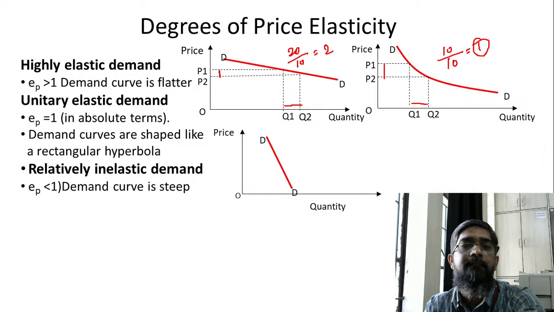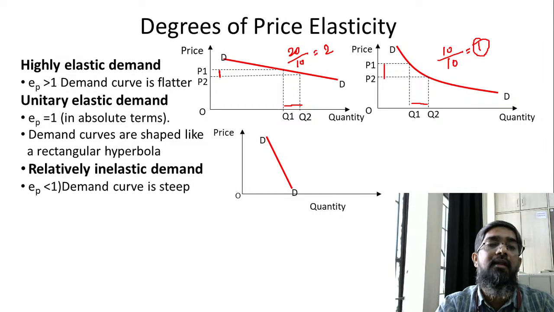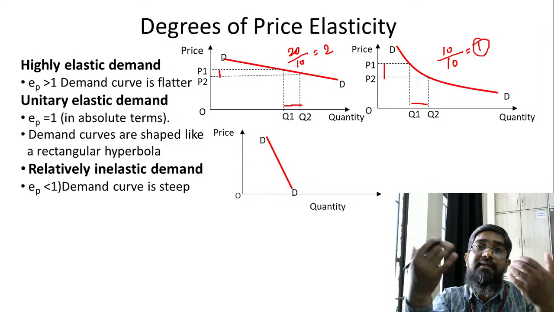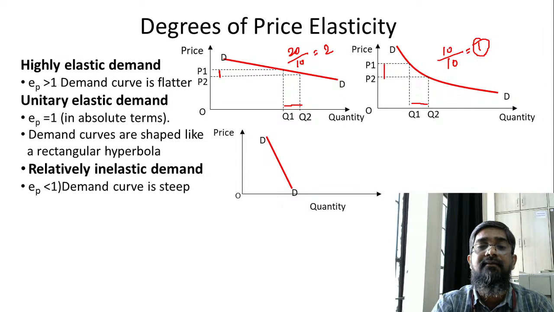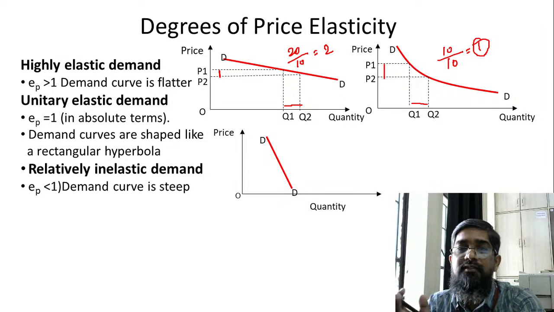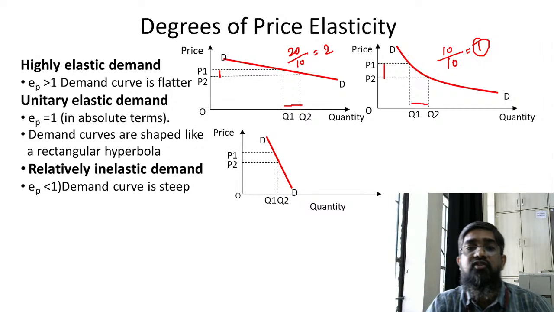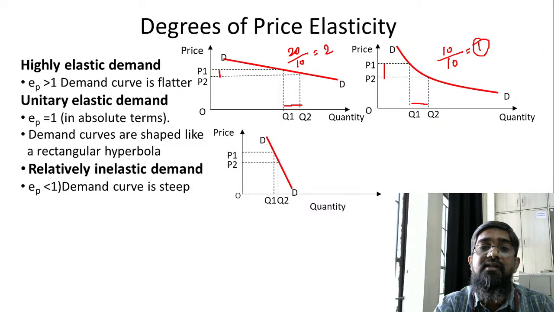Now the fifth one, you can see less than 1. That means your price change is far greater, whereas the change in demand is less than that, right? When price is P1, quantity demanded is Q1; price changes to P2, quantity demanded changes to Q2. But you can observe here, the change in price is far greater than the change in quantity. This quantity change is less. It is the reverse of this one.